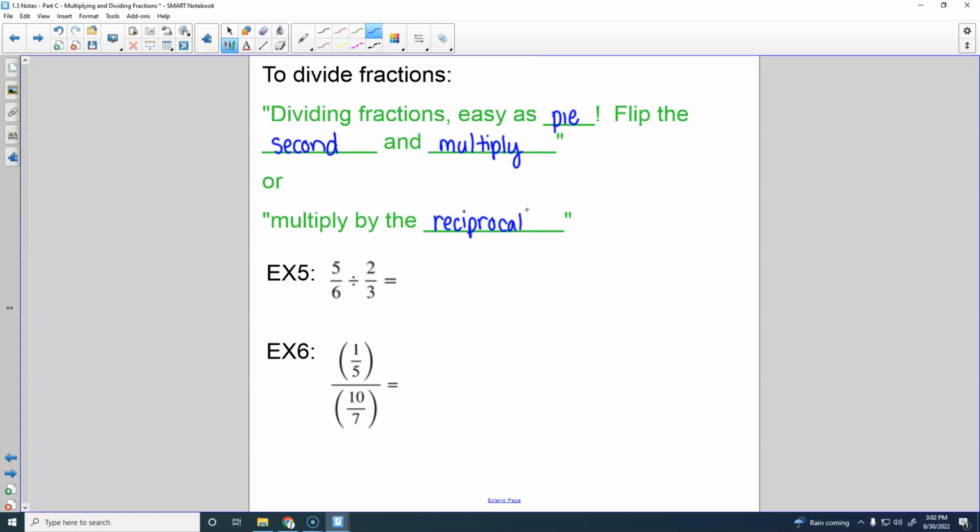So, the way that's going to look is we leave the first fraction exactly the same. 5/6 stays the same. I change the division sign to a multiplication sign. And then I'm going to flip this and I'll get 3 over 2.